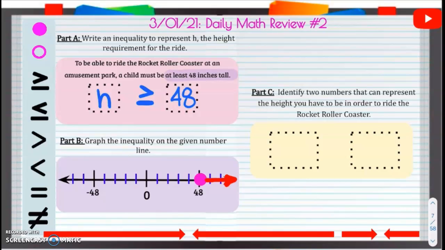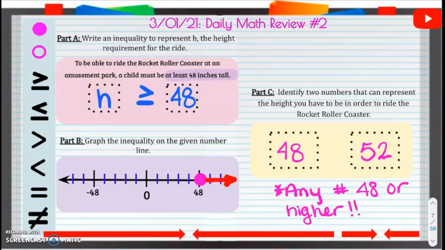Lastly, it says identify two numbers that can represent the height that you have to be in order to ride the roller coaster. So it says you have to be at least 48 inches tall. So you can have 48 inches tall, that's fine. You could be 48 inches tall. You could be 52 inches tall. A lot of times we see 52. So really it can be any number, 48 or higher.